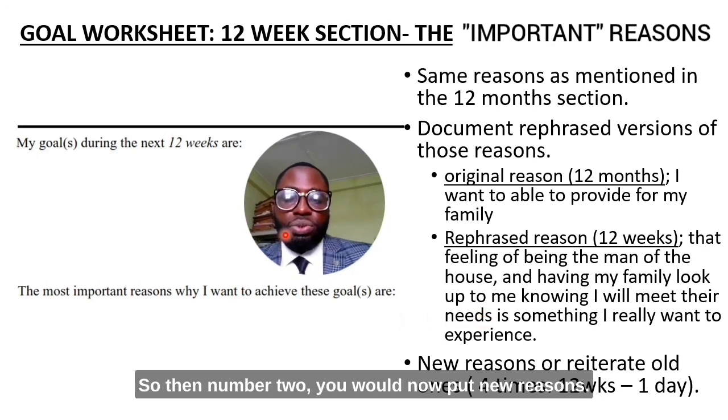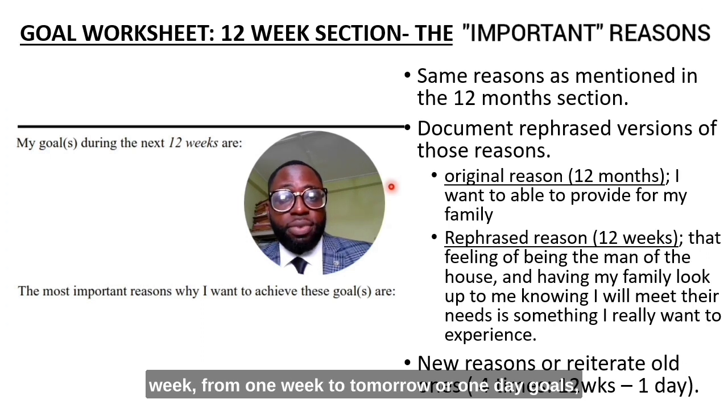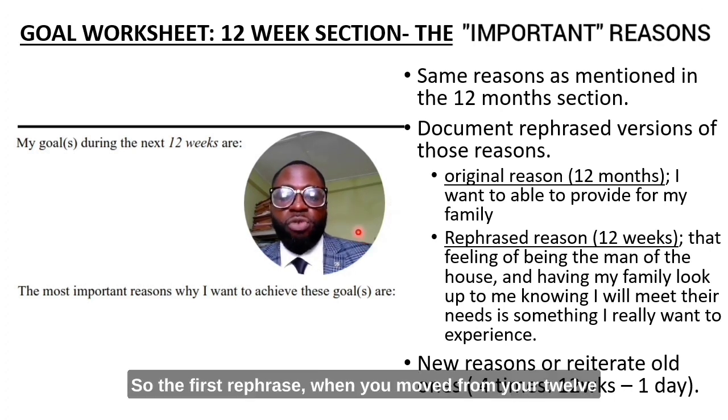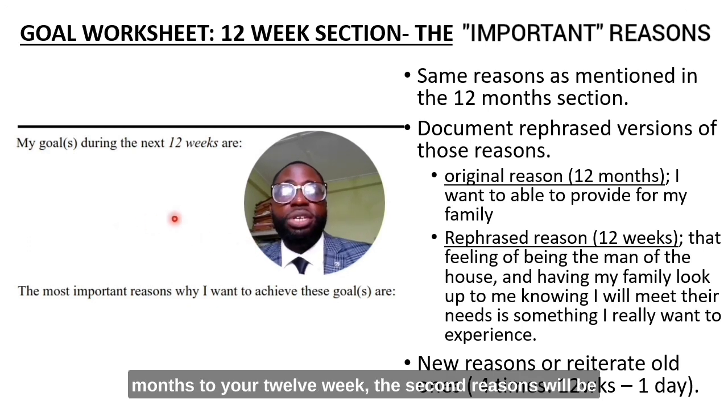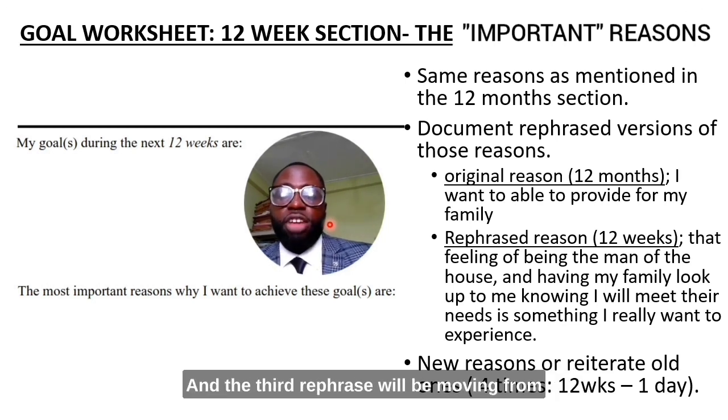So then number two, you would now put new reasons. When you're shifting from the 12 week to 1 week, from 1 week to tomorrow or 1-day goals, it means that you would have to rephrase three times. The first rephrase is when you move from your 12 months to your 12 week. The second rephrase of the reasons will be moving from your 12 week to your 1 week. And the third rephrase will be moving from your 1 week to your tomorrow's goals.